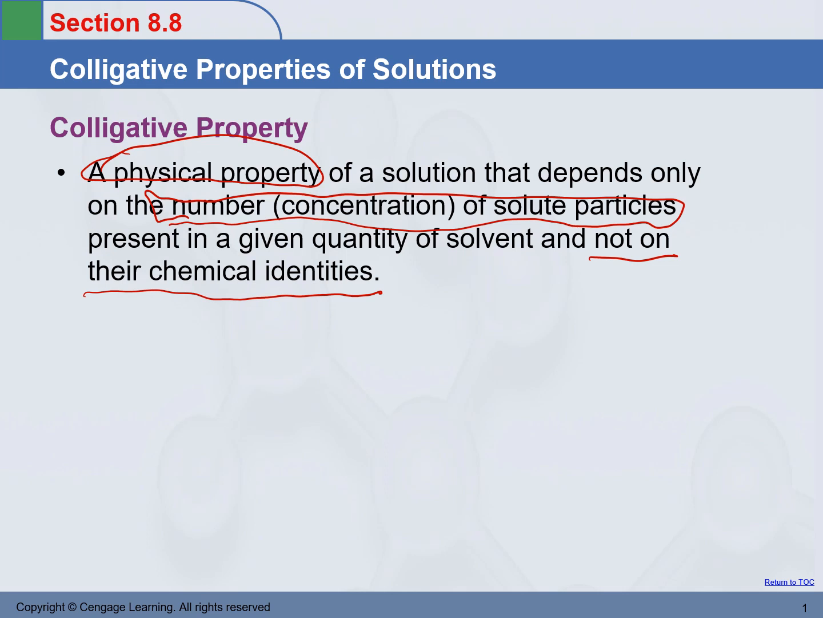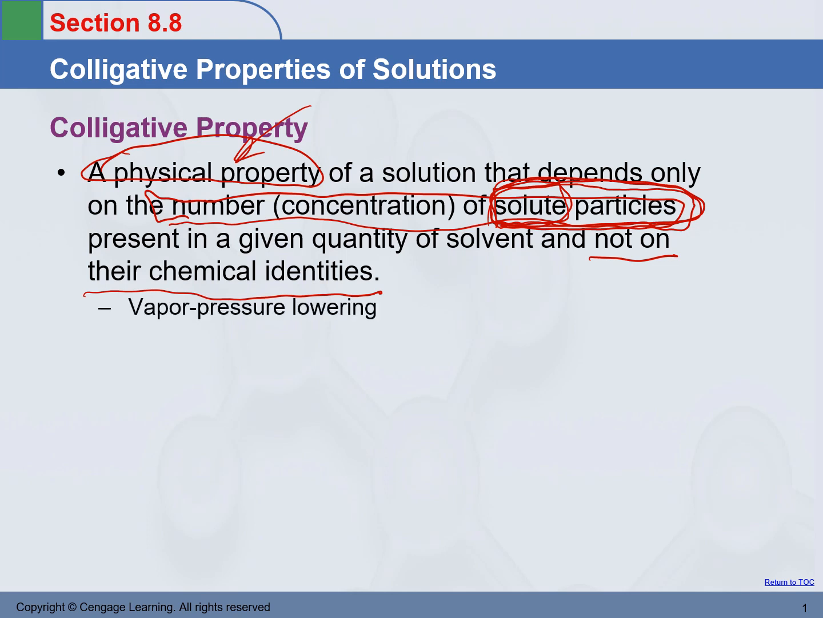Please pay attention to this part of the definition. The colligative property, of course, you need to know it is a physical property. Other than that, you need to know this property depends on the solute particles. Interestingly, it didn't say the concentration of the solute, but solute particles. What does that mean? Well, at the later part of this chapter, we're going to focus on that. We're going to explain what it means. All right, let's move on.